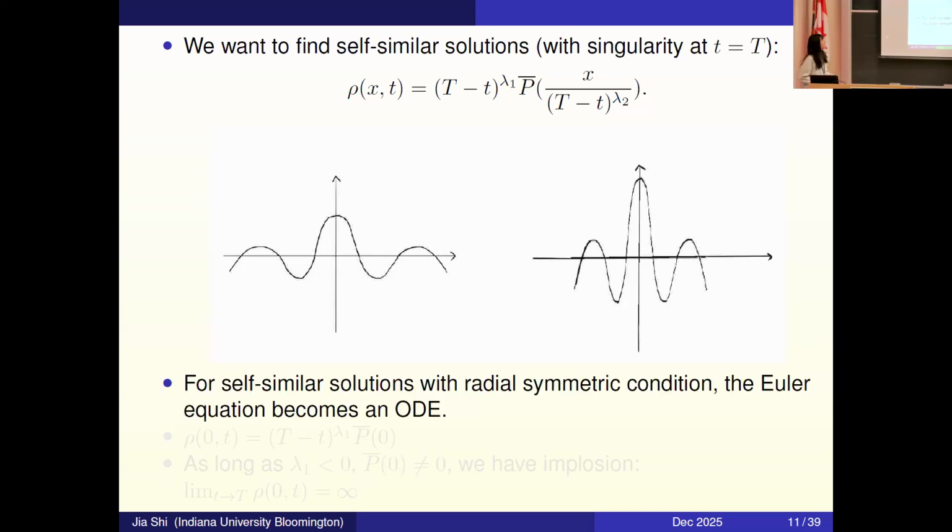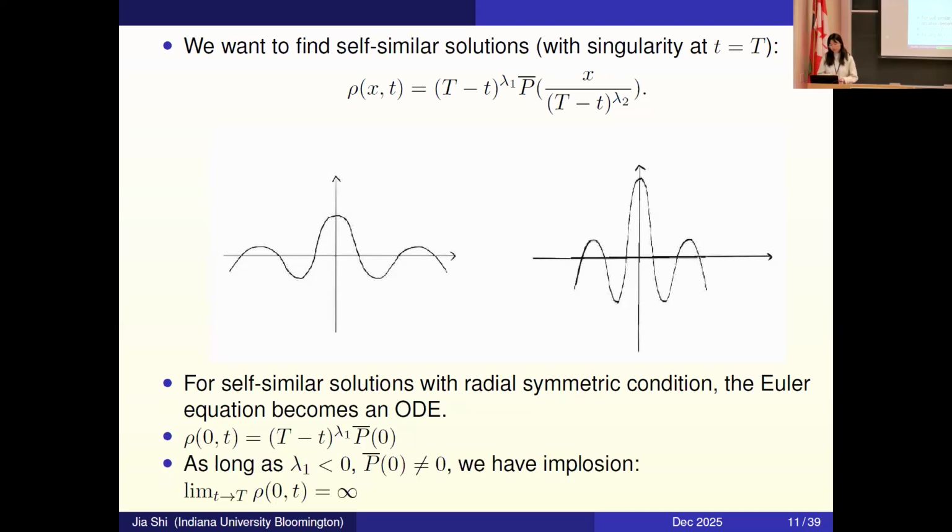Especially when people impose the radially symmetric assumption, the good thing about the self-similar solution is that the PDE now becomes an ODE. So you can use all the methods of ODE to solve it. And as long as your parameter is chosen well, you will have the implosion.